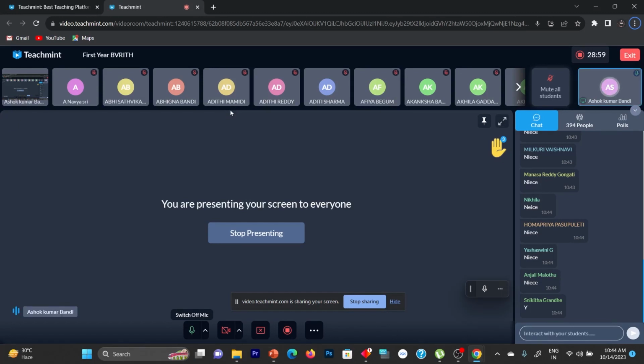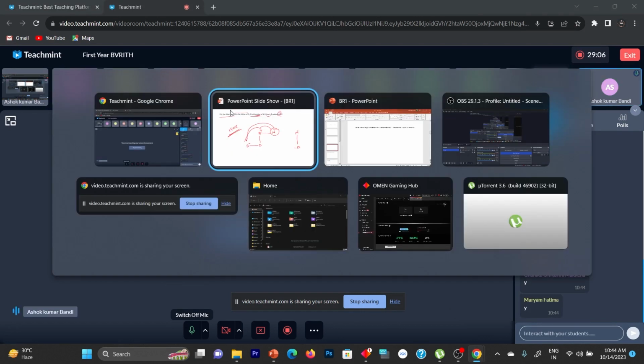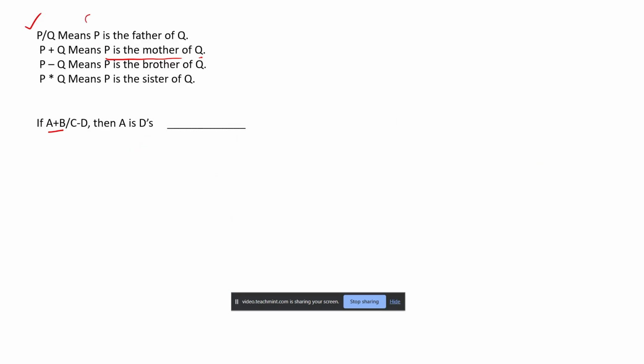Okay, can I move on to the next one? Yeah. Chalo, this is the second model that we are going to solve.